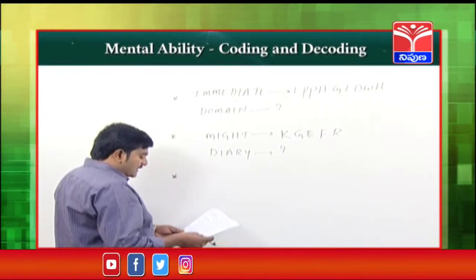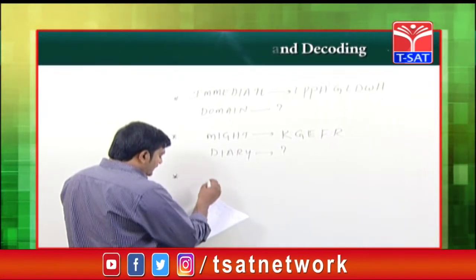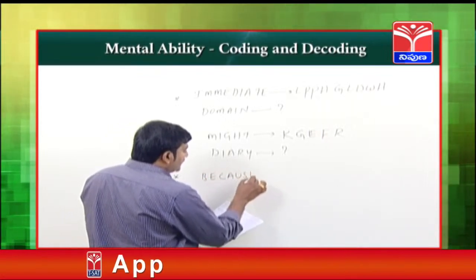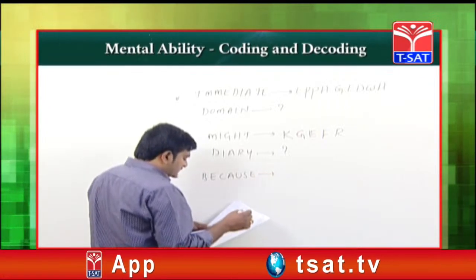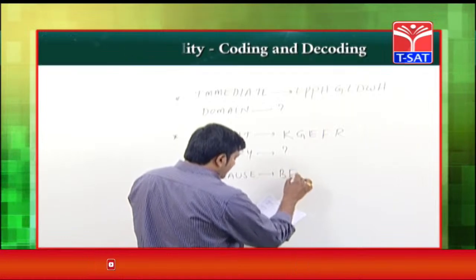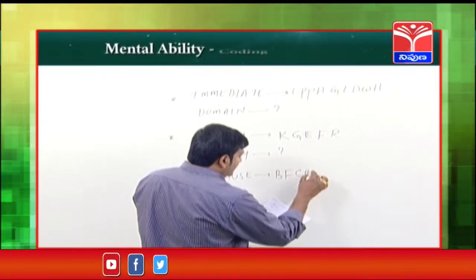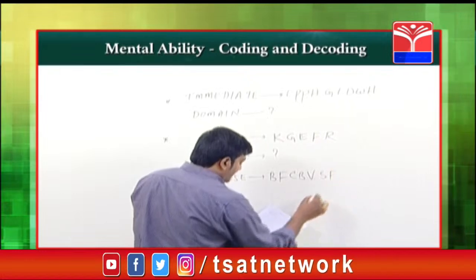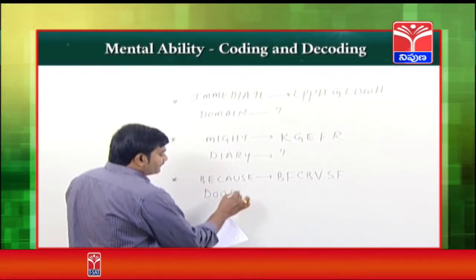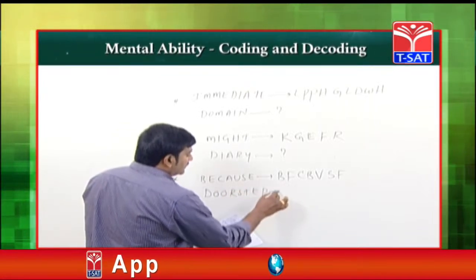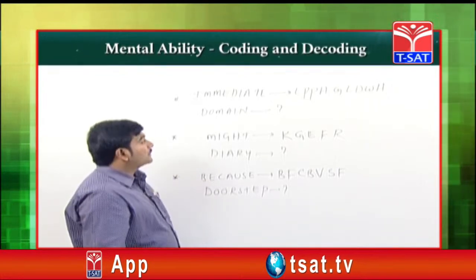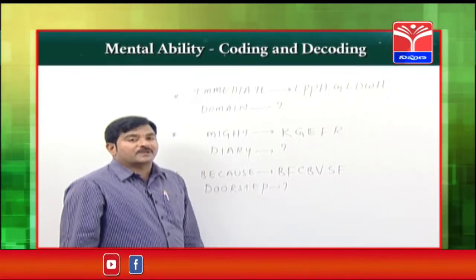And the next question: in a certain code language, because, BECAUSE, is written as BFCBVSF. Then what is the code for the word doorstep? Okay, so now we will discuss these 3 different models. All these are examples for letter coding.